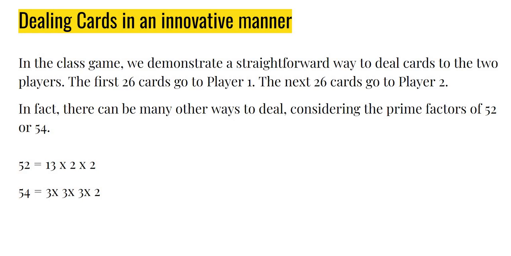We are looking at enhancing the card game war project from the WiByte Python curriculum available at www.wibyte.in. Previously, in the class game, we demonstrated a straightforward way to deal the cards to two players, which was basically 26 cards go to player 1 and then the next 26 go to player 2. In fact, this can be extended. So, say, in case of 54 cards, we can say, well, look, first 27 go to the first player and next 27 go to the next player.